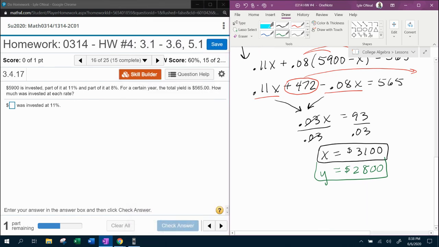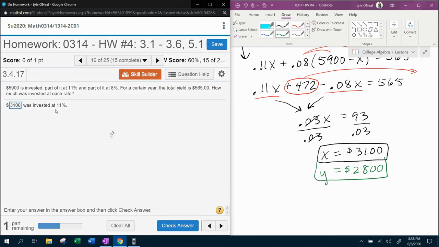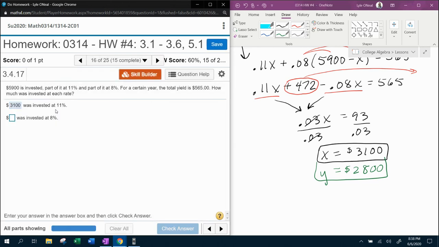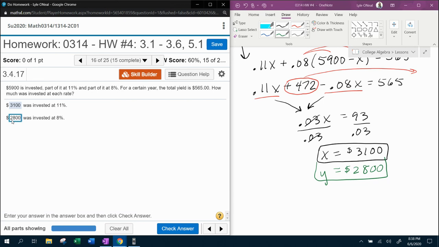So that is done. Now all we have to do is put the right number in the right box. What was 11%? That was the 3,100. Yay. And the 8%, 2,800.